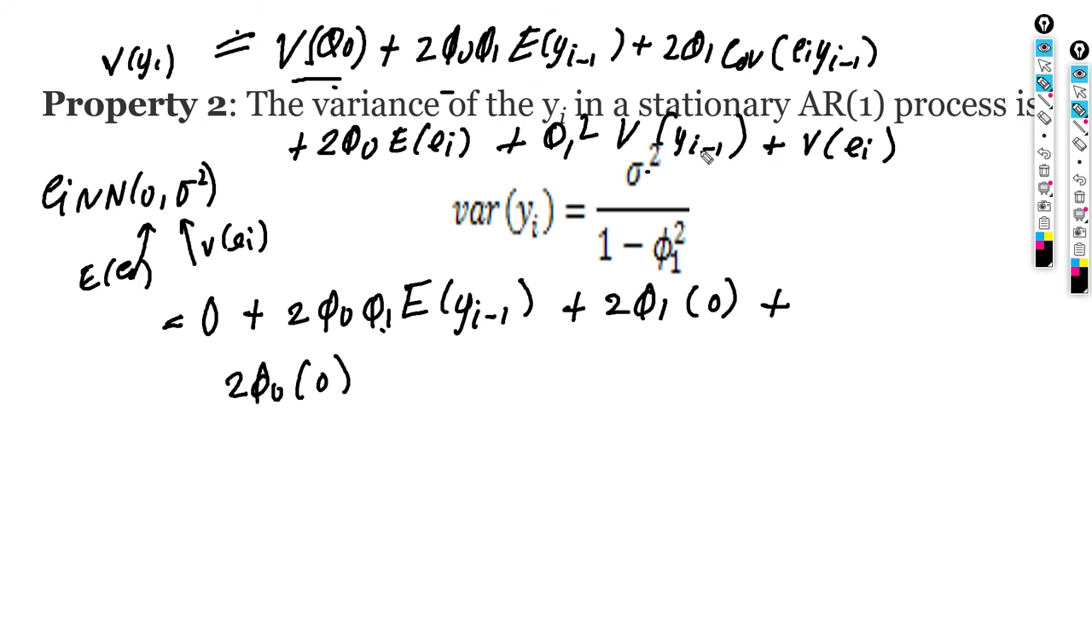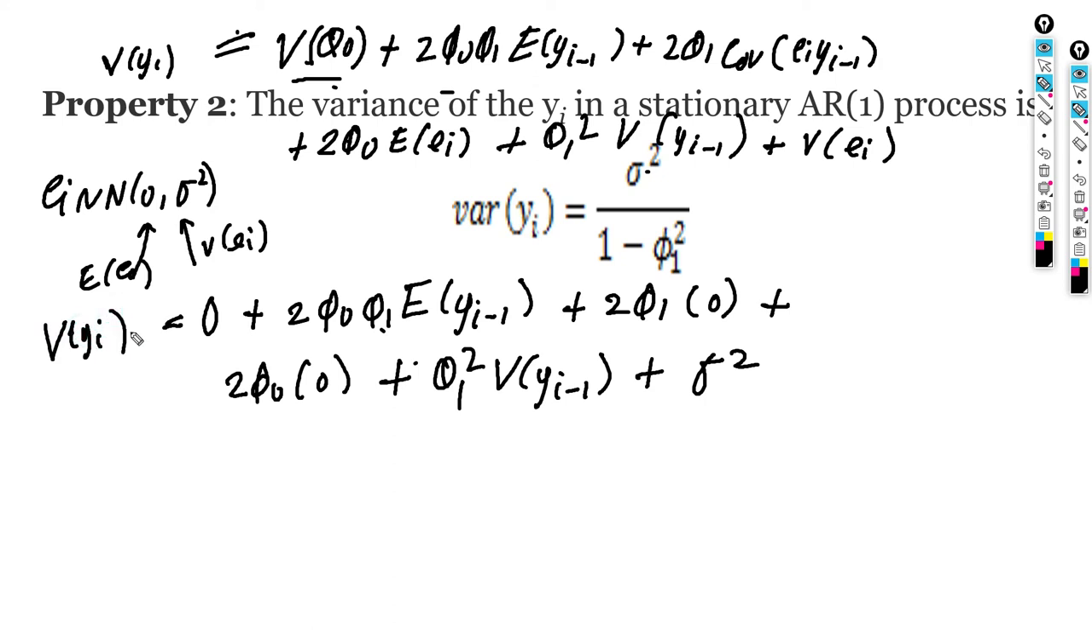Now, variance of y_{i-1}, okay, then plus φ1 squared, so just put variance of y_{i-1}, we do not know what the variance of y_{i-1} is, plus, now the variance of ε_i, by definition, is sigma squared. So this is the variance of y_i. So the 0 here you can put off. So I have here.